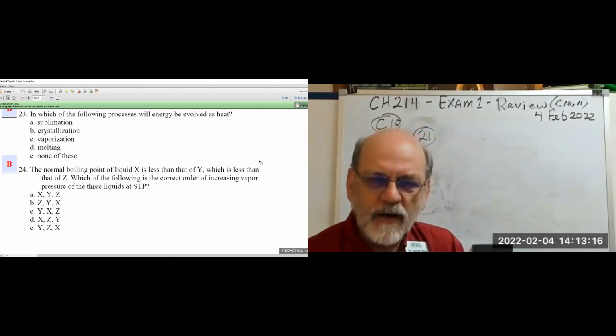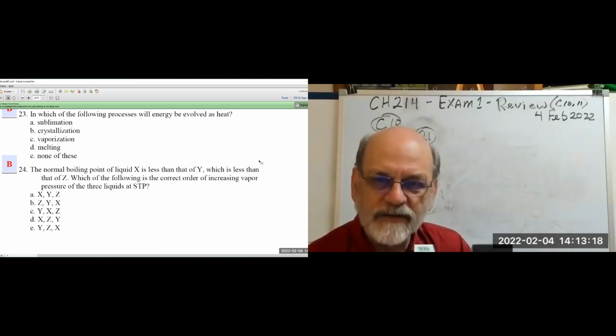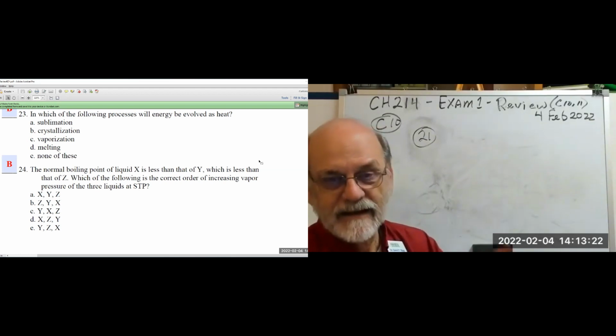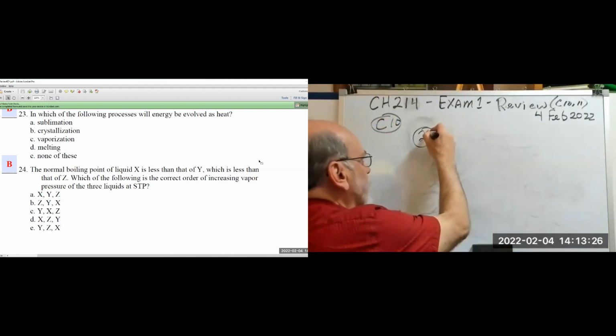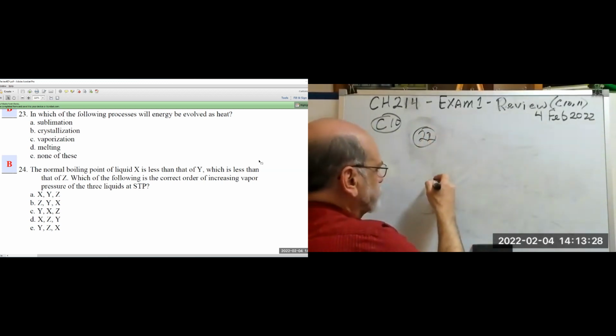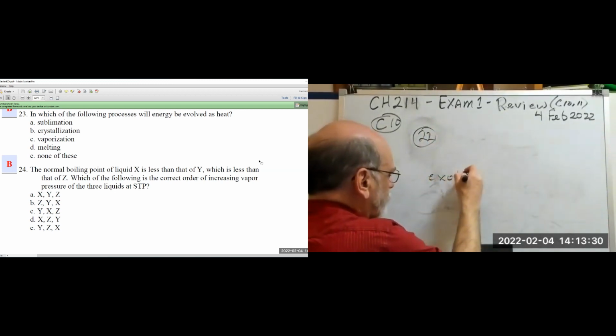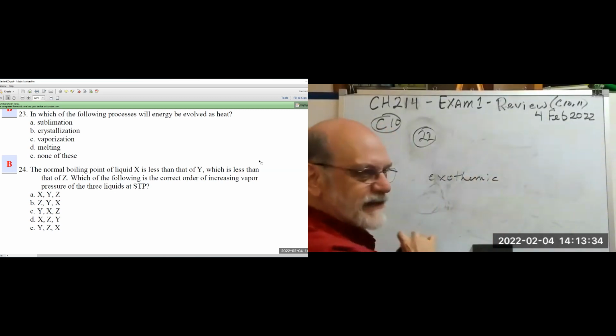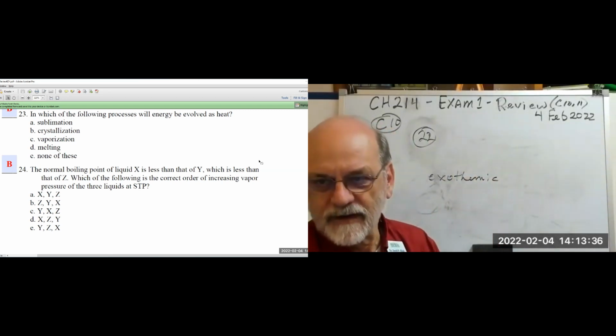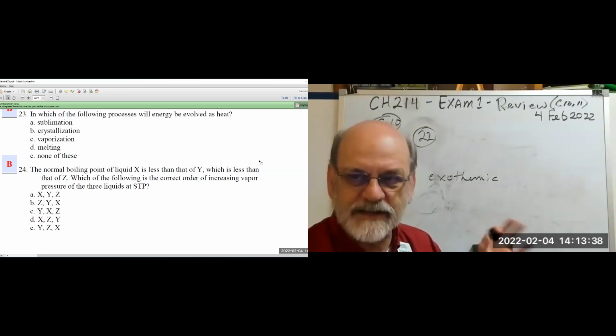23. In which of the following processes will energy be evolved as heat? Okay. So if we're going to be exothermic, okay, let's look at it in terms of our system and surroundings.